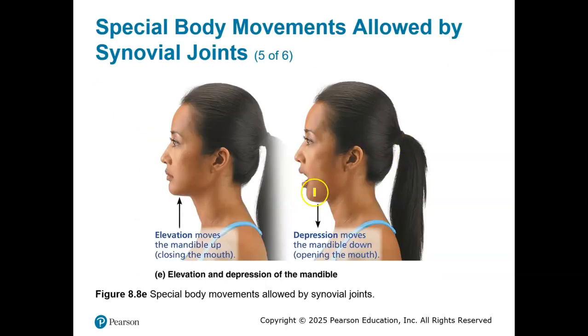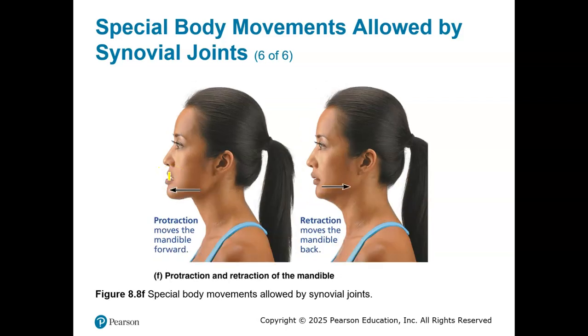So we'll look at the picture. Here you have depression of the mandible, open mouth, and then you have elevation of the mandible, which is closed mouth. And then you have the protraction of the mandible, and then you have the retraction of the mandible.